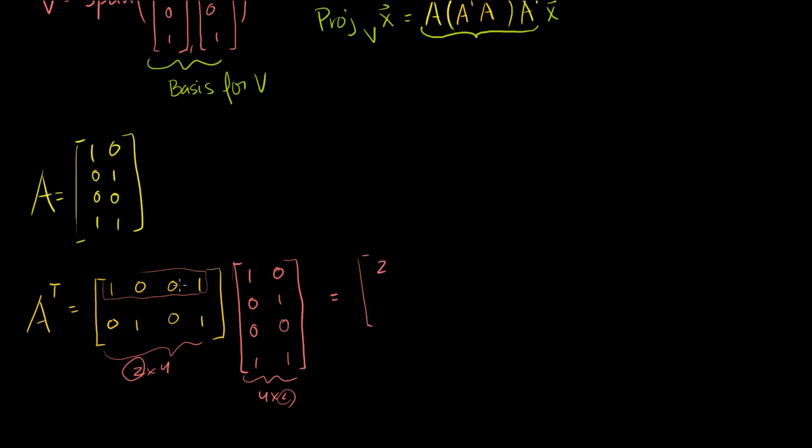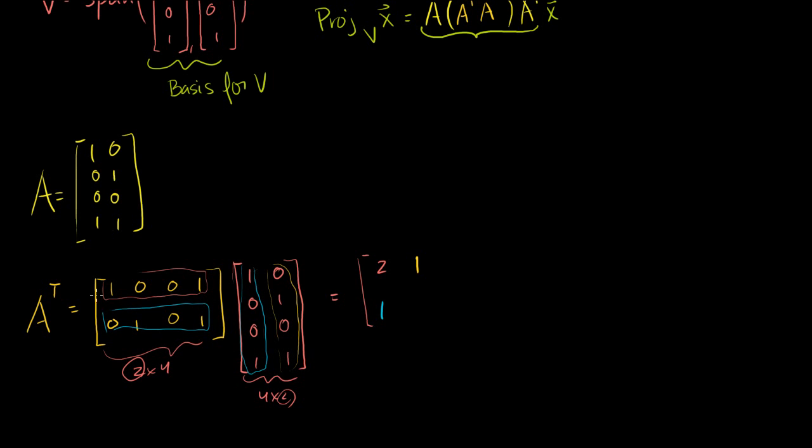And then you take the dot product of this guy with this guy right here. So it's 1 times 0, which is 0, plus 0 times 1, which is 0, plus 0 times 0, which is 0, plus 1 times 1, which is 1. Now we do this guy, this guy dotted with this column right there. 0 times 1 is 0, plus 1 times 0 is 0, plus 0 times 0 is 0, plus 1 times 1 is 1.